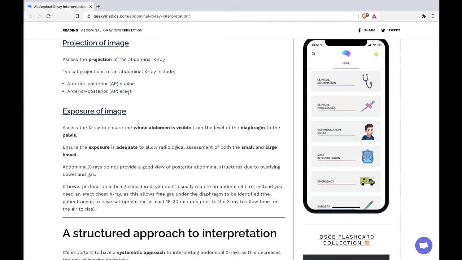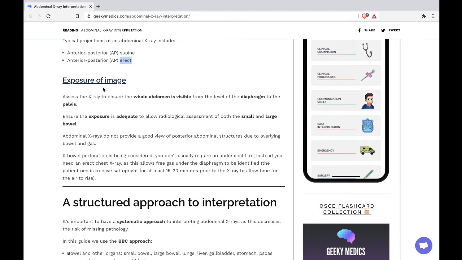Erect, I would assume, has the advantage of you being able to see air fluid levels in the bowels if there is any intestinal obstruction. And also air under the diaphragm can be seen in the erect one, but not the supine one.